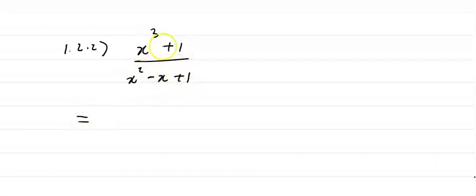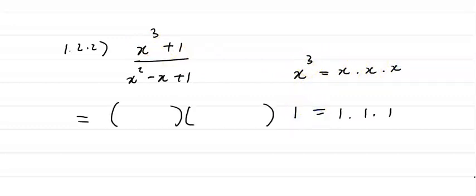So therefore we've got x cubed plus 1. What we're going to do is say x cubed is x times x times x, and 1 is 1 times 1 times 1. So we basically factorized x cubed and 1.